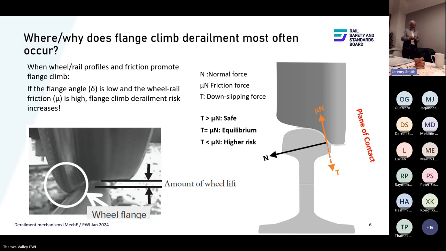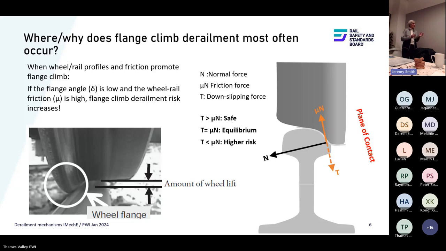So we've seen this before, but it's another way of looking at the same thing. In that plane of contact picture over on the left, we've got the normal force, N. We've got coefficient of friction, commonly mu. So on the angled plane, we've got a potential force of mu N. If T, which is the force holding us down, is greater than mu N, we're fine. If T isn't enough, and mu N is higher, we're less fine. And there's a high risk of flange climb.